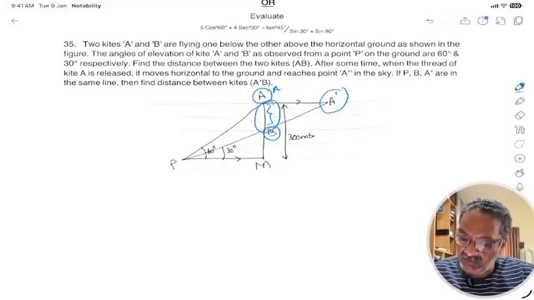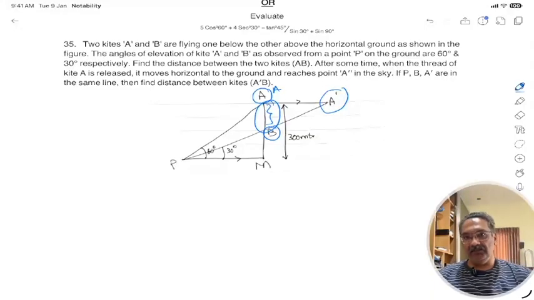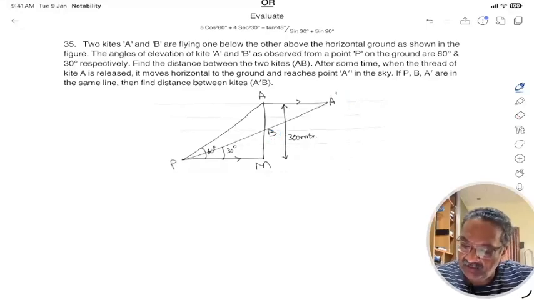Okay, P, B and A dash are in the same line, so this angle will also be 30 degree. See, sometimes this question may get a little confusing, but because the diagram is given, it becomes easy. Now what have they asked us to find? They have asked us to find the distance between the two kites.